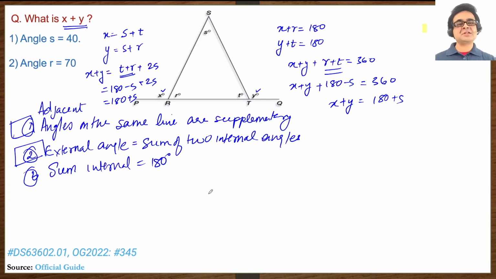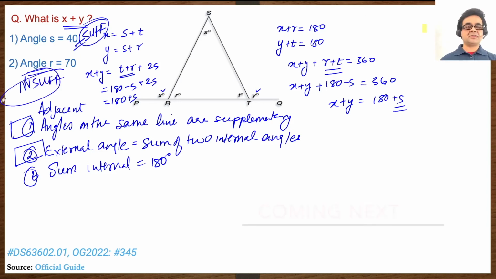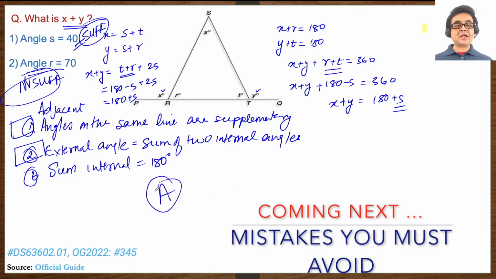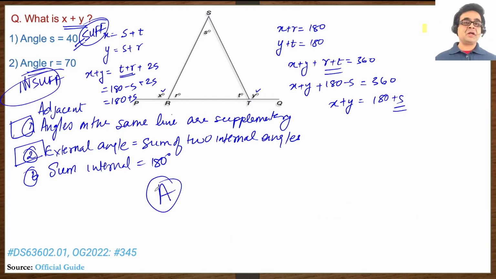Once you have this result, the question is easy to answer: as long as you know the angle s, you can answer the question. Here the angle s is given, so statement 1 is clearly sufficient. However, in statement 2, you are only given angle r and no way to find out angle s unless you make some assumptions, which would be bad assumptions here, and we are going to talk about that in the mistakes section. In this case, statement 2 is insufficient to answer the question, hence the answer to this question is A.